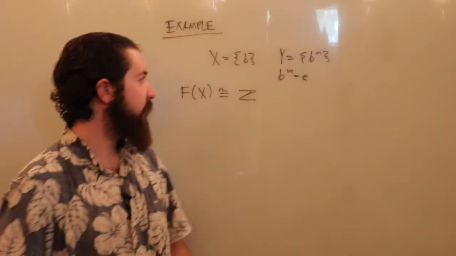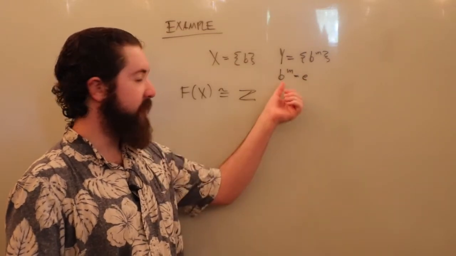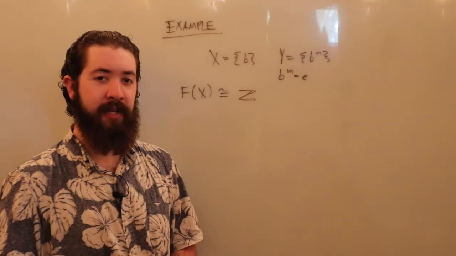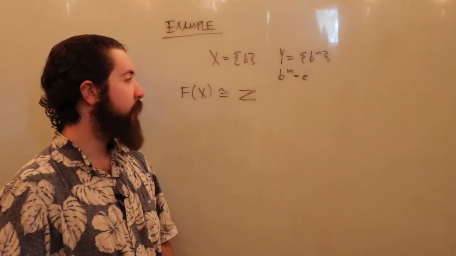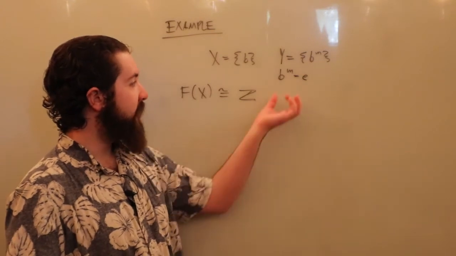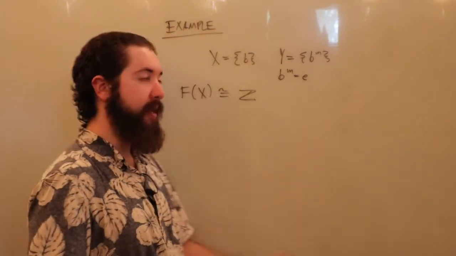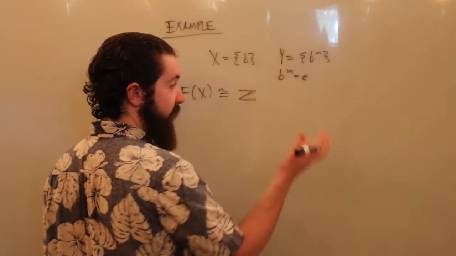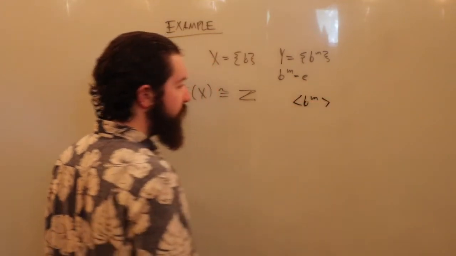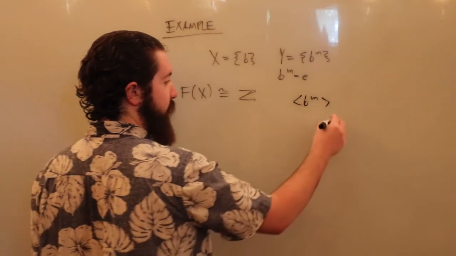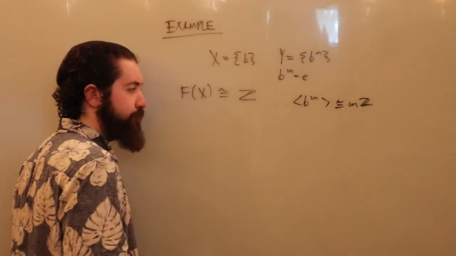All right. Now, what about the normal subgroup generated by this B to the M business? In other words, what subgroup of our infinite cyclic group would be the smallest one containing the cyclic group generated by B to the M? And the answer is going to be B to the M. It's going to be this cyclic group, which is going to be isomorphic to M times the integers, right?